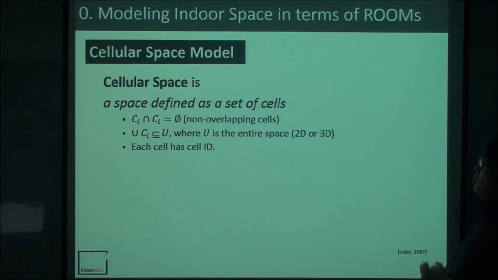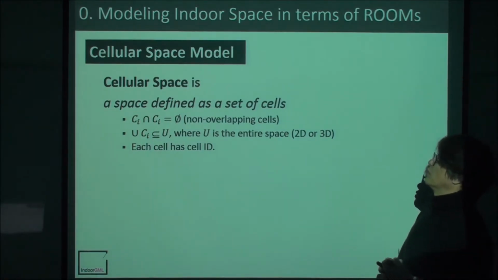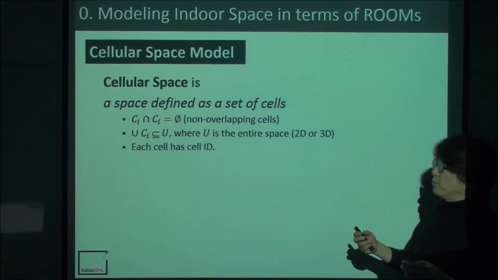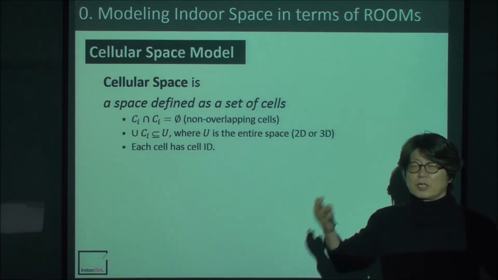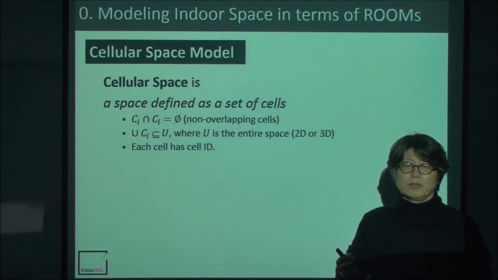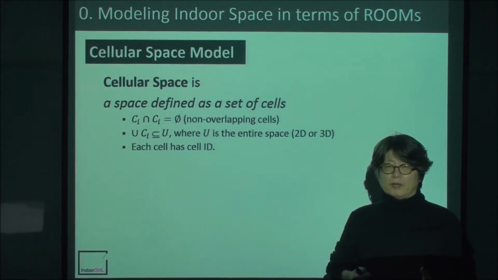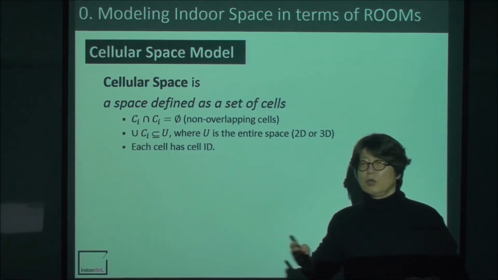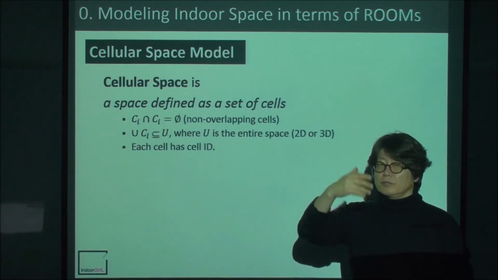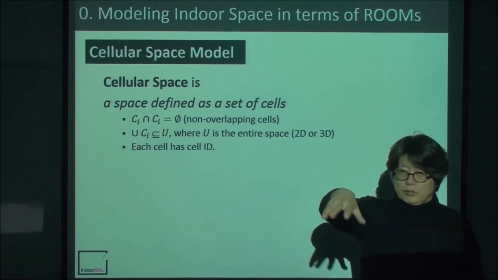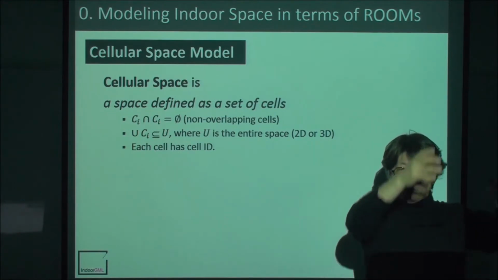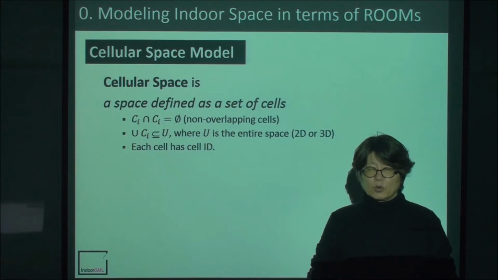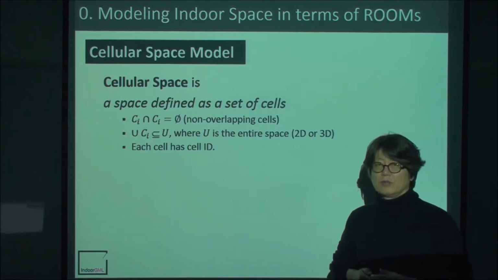Okay, so the first concept of IndoorGML is the space cellular model. We define a given indoor space as a set of non-overlapping cells. For example, if you are given this building, then we consider that it is a set of several rooms, corridor, and the stairs, and the restroom, and so on. So we look at an indoor space as a set of cells.